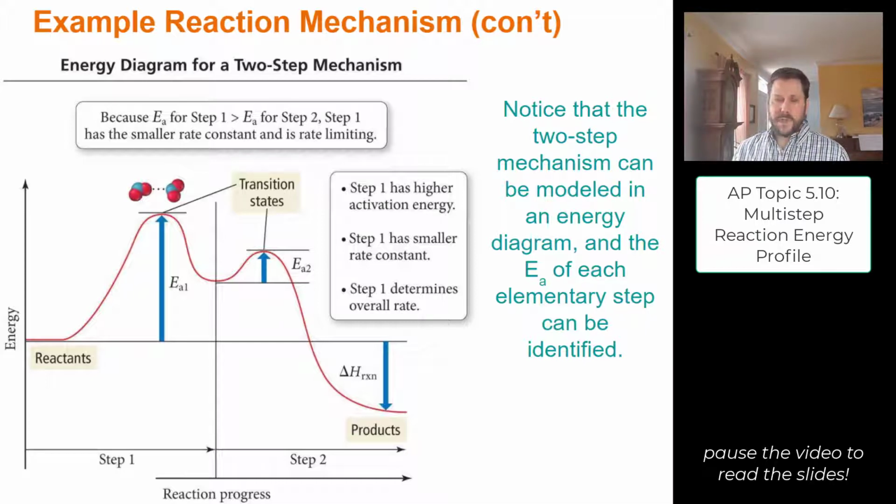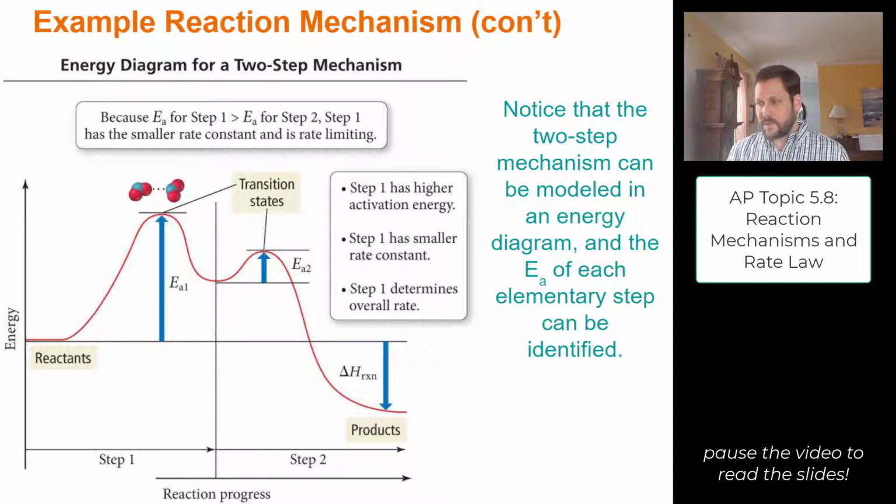So a 2-step mechanism can be modeled in this way, and a 3-step or even more multi-step mechanisms can be shown in these energy diagrams, and the number of peaks that you can recognize indicates the number of elementary steps that the mechanism is suggesting.